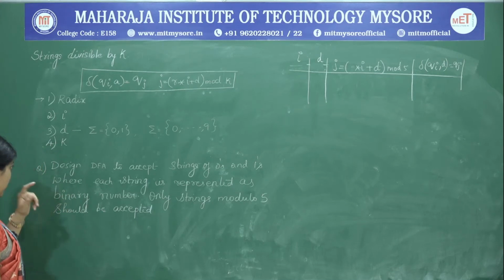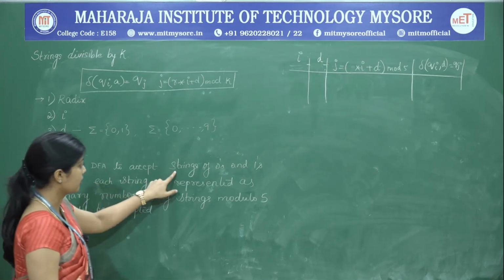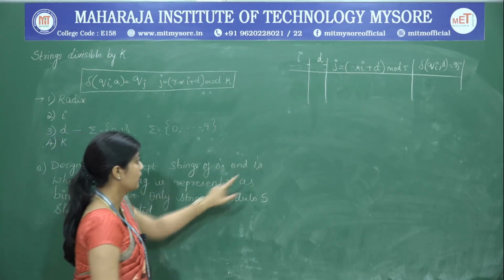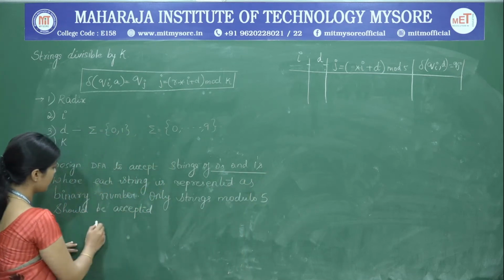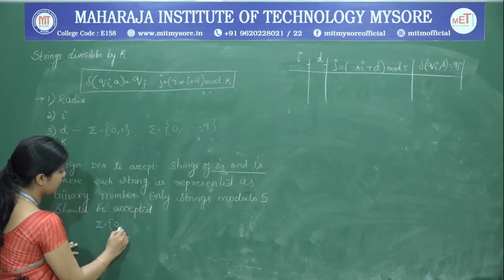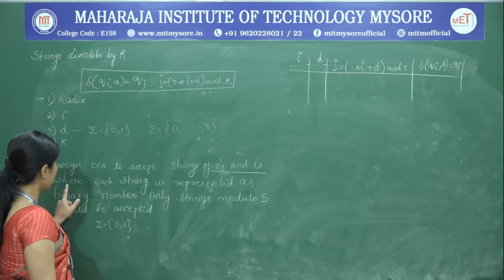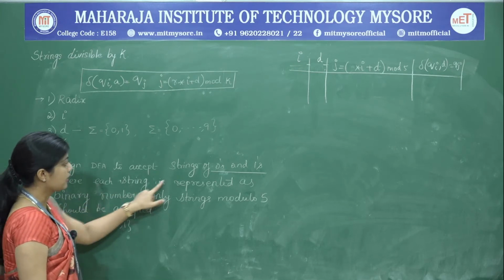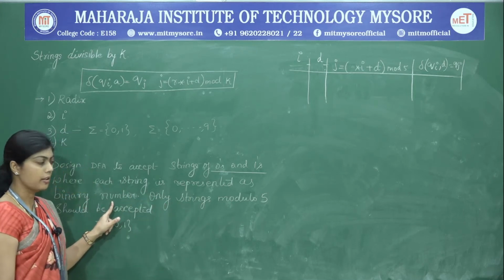So now let us pick up a problem. Let us look at this problem. Design a DFA to accept strings of zeros and ones. Once they have given the statement as zeros and ones, it is easy for us to determine that the alphabet of the string is nothing but 0, 1. So this is the binary alphabet. Next, where each string is represented as a binary number. It is more clear here.